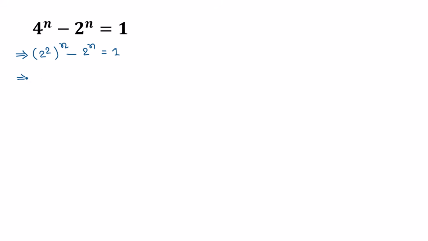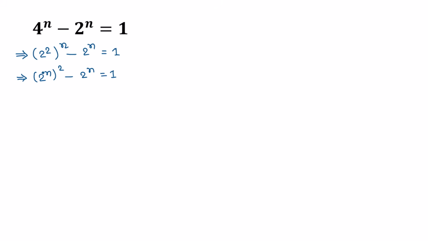According to the exponential formula, we can write (2 to the power 2) to the power n as (2 to the power n) to the power 2. That means (2 to the power n) squared minus 2 to the power n is equal to 1.